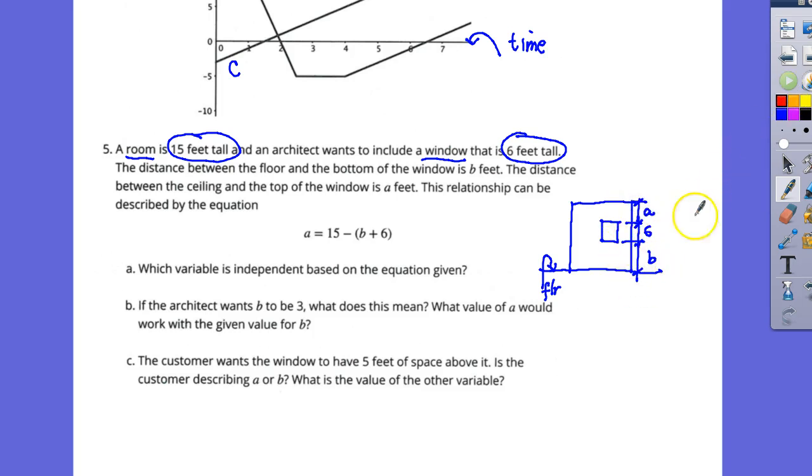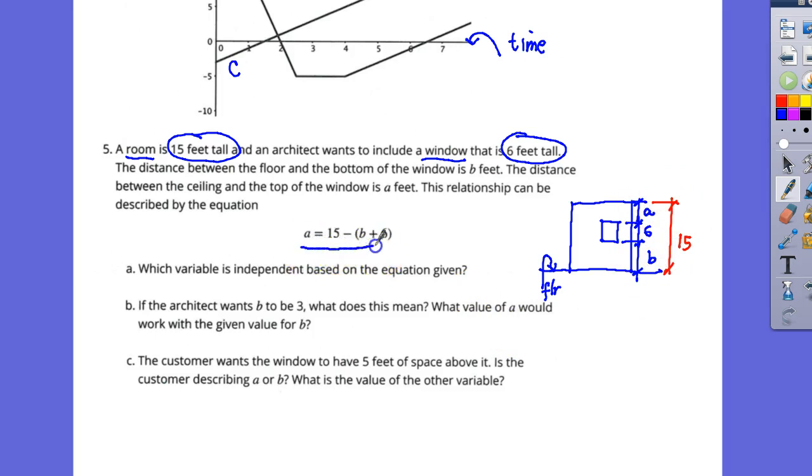And remember, the height of the room from floor to ceiling is 15. So from the floor to the bottom of the window, it's B feet. The window is 6 feet tall. From the top of the window to the ceiling, it's A feet tall. And the total height of the room is 15 feet. So this is what we are given.